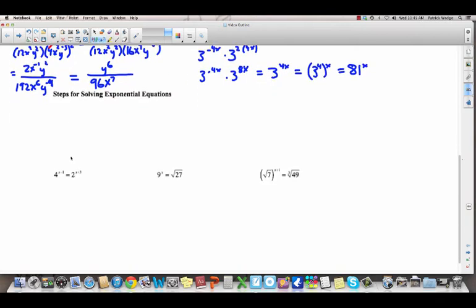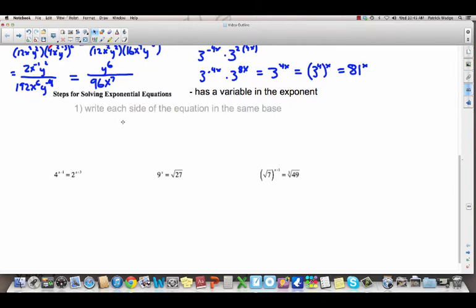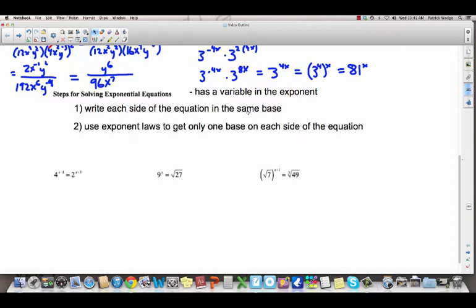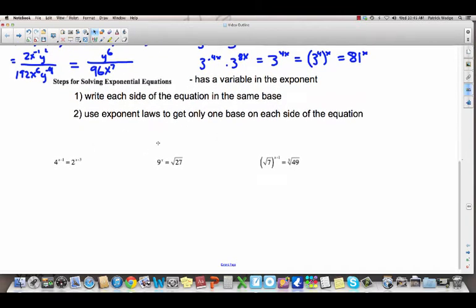What we're going to do now is figure out how to solve exponential equations. An exponential equation is when you have a variable in the exponent. For example, if you look at all these equations, there are variables in the exponents. You have an x in the exponent there, an x in the exponent, x in the exponent, x in the exponent. So how do we solve these? Well, there's 3 steps. You're going to write each side of the equation with the same base. You're going to use exponent laws to get only one base on each side of the equation, and then you're going to equate the exponents and solve. So let's try 3 of these.